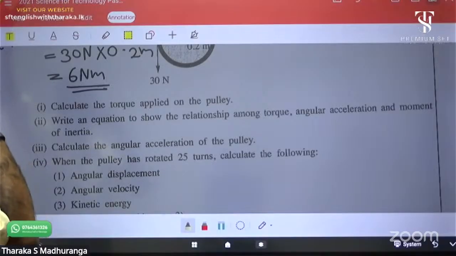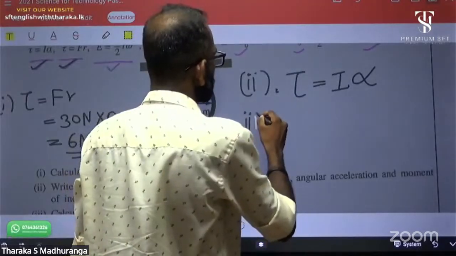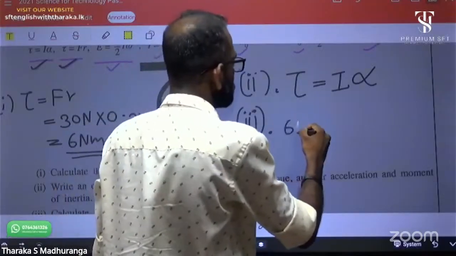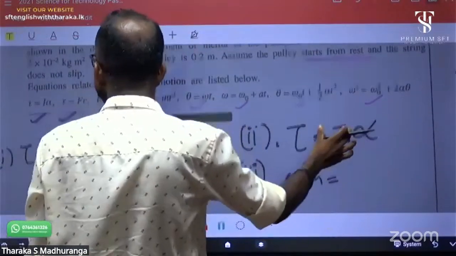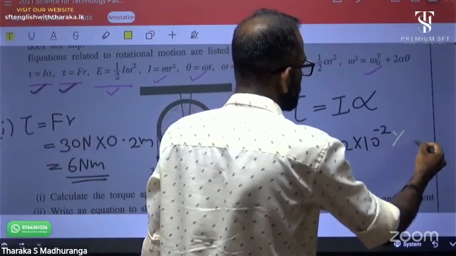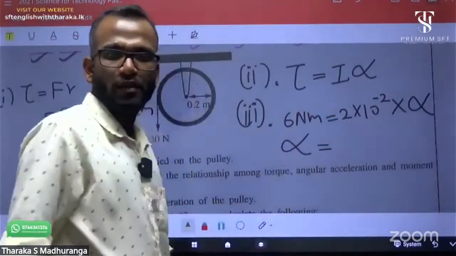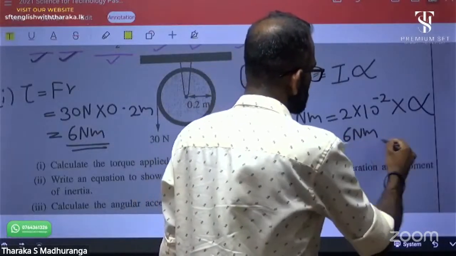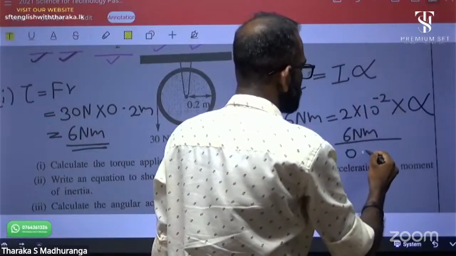Third one, calculate the angular acceleration of the pulley. Now, what is the torque we already know? 6 Newton meter. The moment of inertia is given, 2 into 10 to the power minus 2. So 6 equals 2 into 10 to the power minus 2 into alpha, then alpha equals 6 divided by 0.02, since 2 into 10 to the power minus 2 means 0.02.